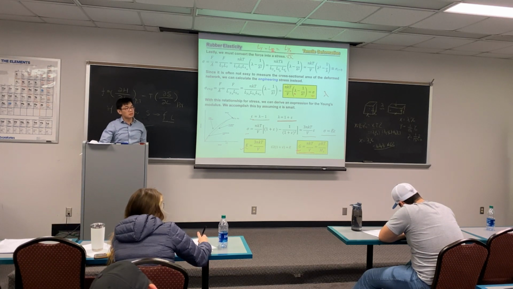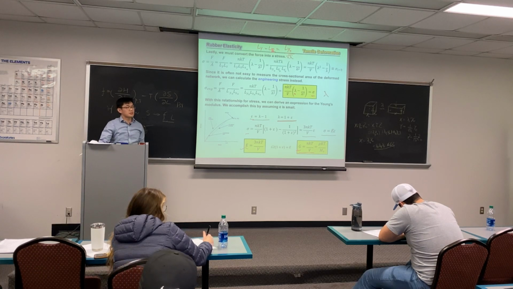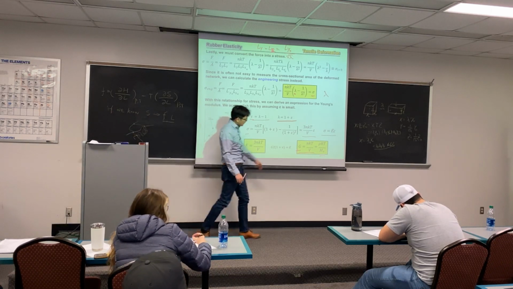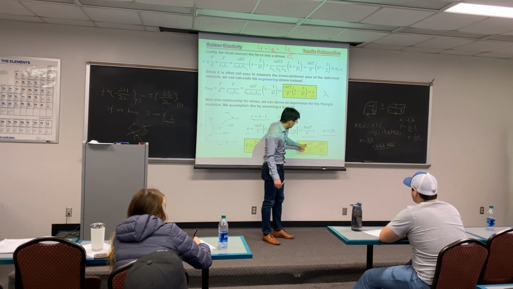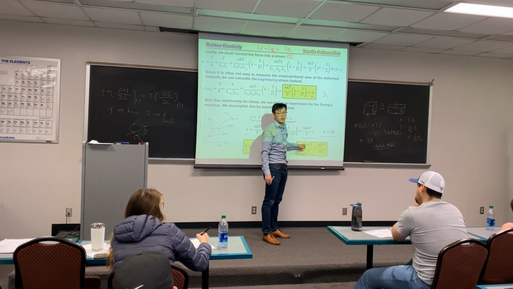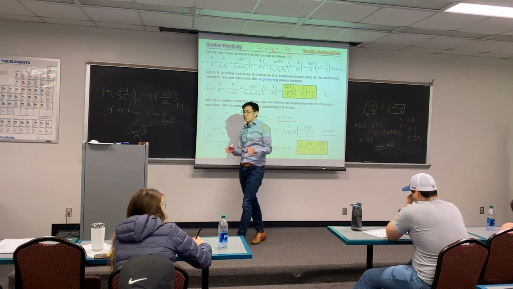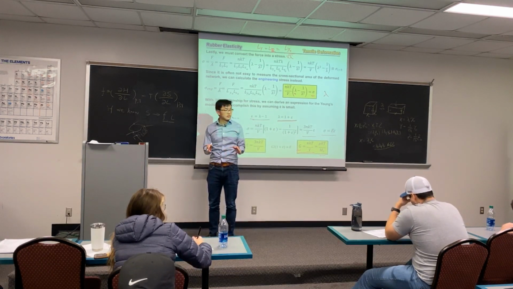So if there are more cross-link points, your modulus goes up, and it goes up linearly with cross-link points. The second way we can represent this is using the Mx term. Let me explain what Mx is. Mx means that instead of using the number of cross-linked points per volume, we can also use the molecular weight between the cross-linked points.